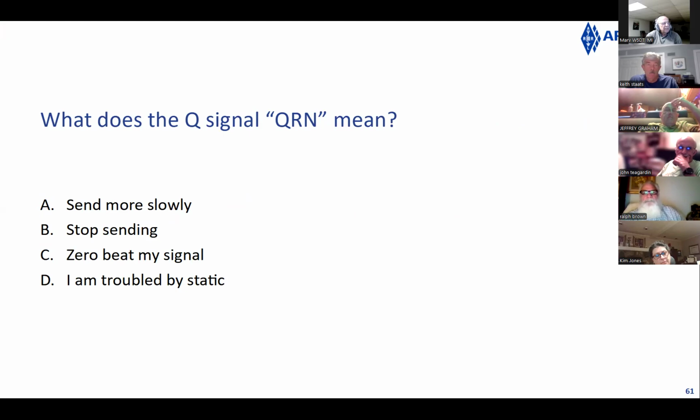What does the Q signal, QRN, mean? A, send more slowly. B, stop sending. C, zero beat my signal. D, I am troubled by static. I believe that's D, D is delta.